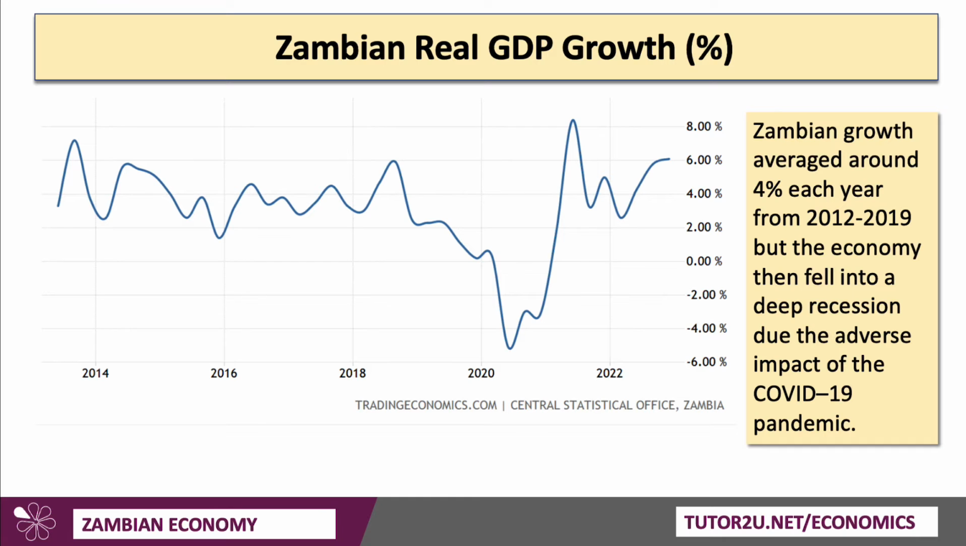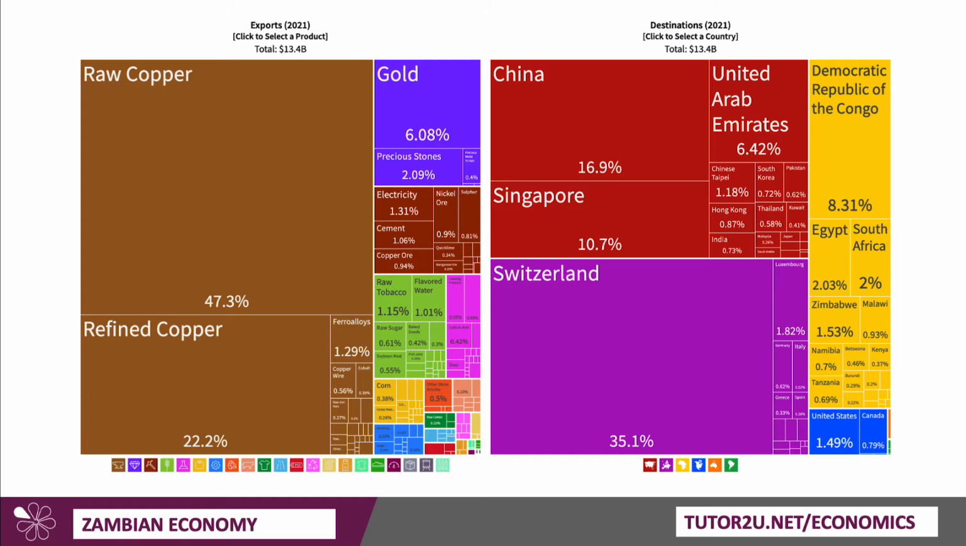The economy of Zambia fell into a deep recession, a really deep recession, due to the adverse impact of the COVID pandemic. And of course, they weren't the only country where that happened. Rebound in 2021, but growth hopefully now picking up. Can that be sustained?